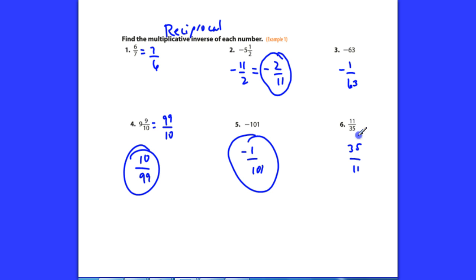Now make sure you're hitting pause because I'm going a little bit fast here. But if you're not getting it, please hit pause, go back and review this because you do need to know how to find the reciprocal of a number correctly. Okay, I'm going to stop this video here because that's the introduction. Now I'm going to apply these rules in the next video as we start multiplying.